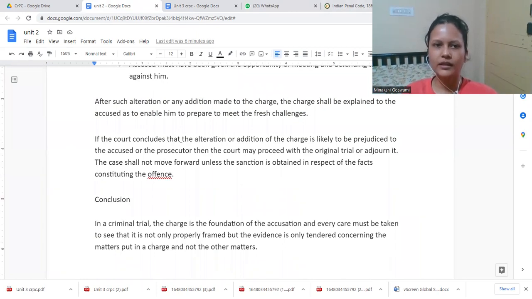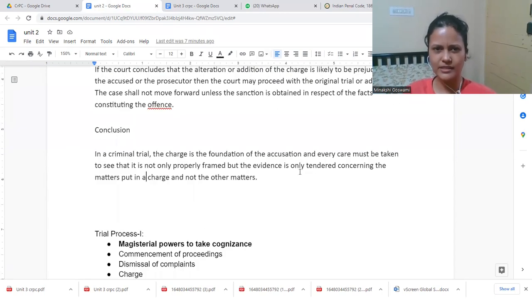If the court concludes that alteration or addition of the charge is likely to prejudice the accused or the prosecution, then the court may proceed with the original trial or adjourn it. The case shall not move forward unless sanction is obtained in respect of the facts constituting the offense. So whatever the court feels is necessary, that would be done. If the court feels these new sections, new provisions can be added, they would add them and proceed. If they feel some time is required, they would do that as well.